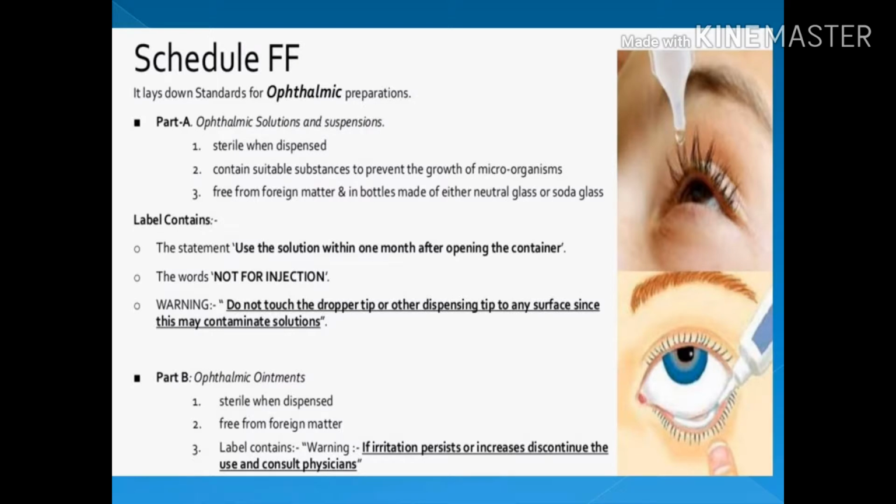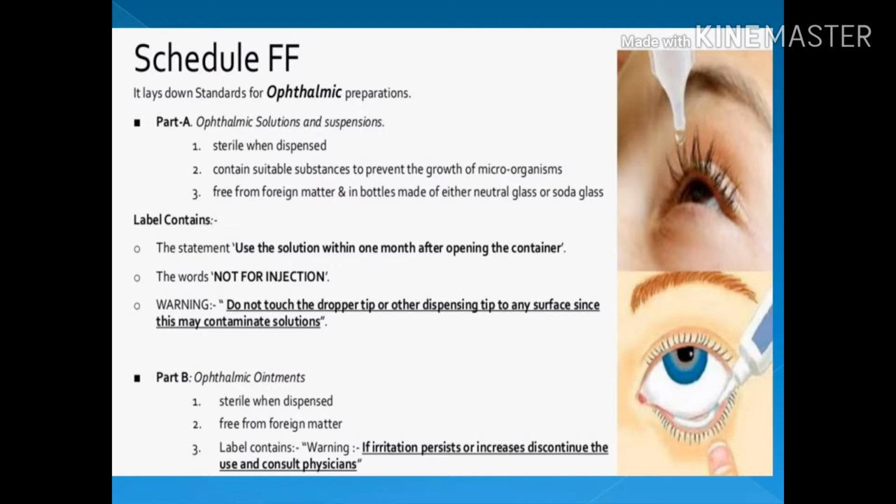Schedule FF. It lays down standards for ophthalmic preparations, that is eye drops and other eye products. It contains Part 1, Part A and Part B. Part A contains the ophthalmic solutions and suspensions, whereas Part B contains the ophthalmic ointments. These should be labeled with particular information: the ophthalmic solution should carry cautions like use the solution within 1 month after opening the container, not for injection. Do not touch the dropper tip or other dispensing tip to any surface, since this may contaminate the solution.